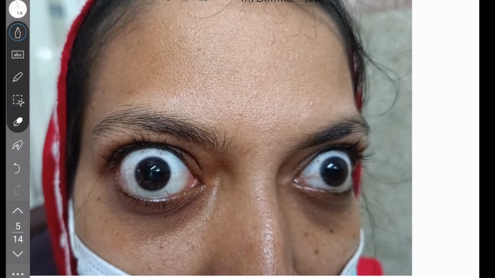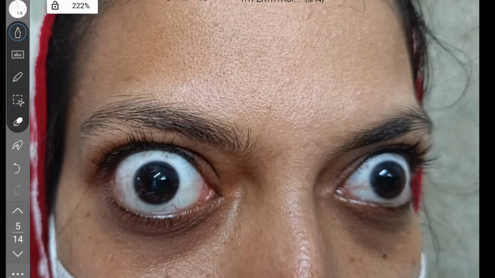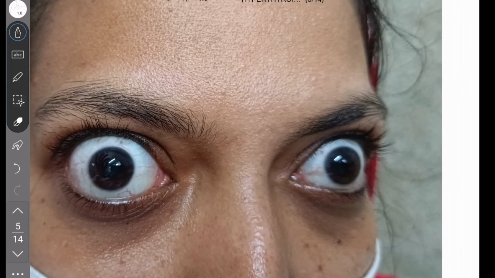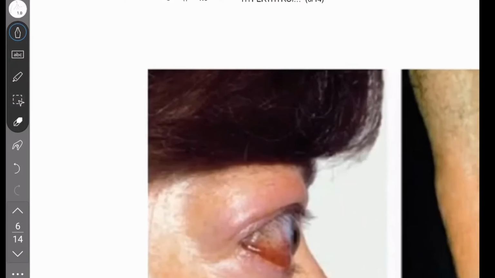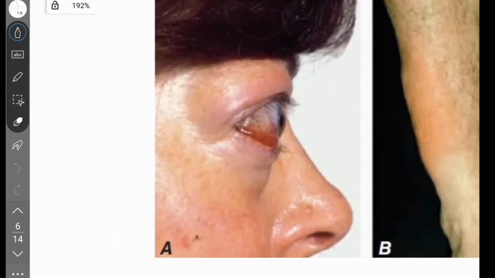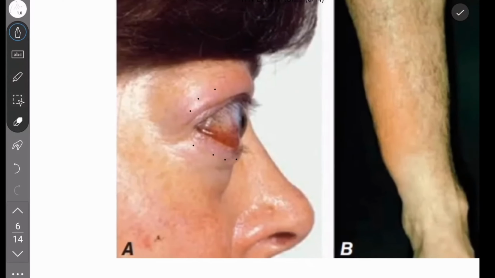Let's see the pictures. This is one of the pictures that I have seen in my OPD, where the patient is having lid retraction. It is chronic proptosis and exophthalmos. This is actually exophthalmos. Okay. Next is this case of proptosis with scleral injection. Periorbital edema is also seen. Okay, this is a case.